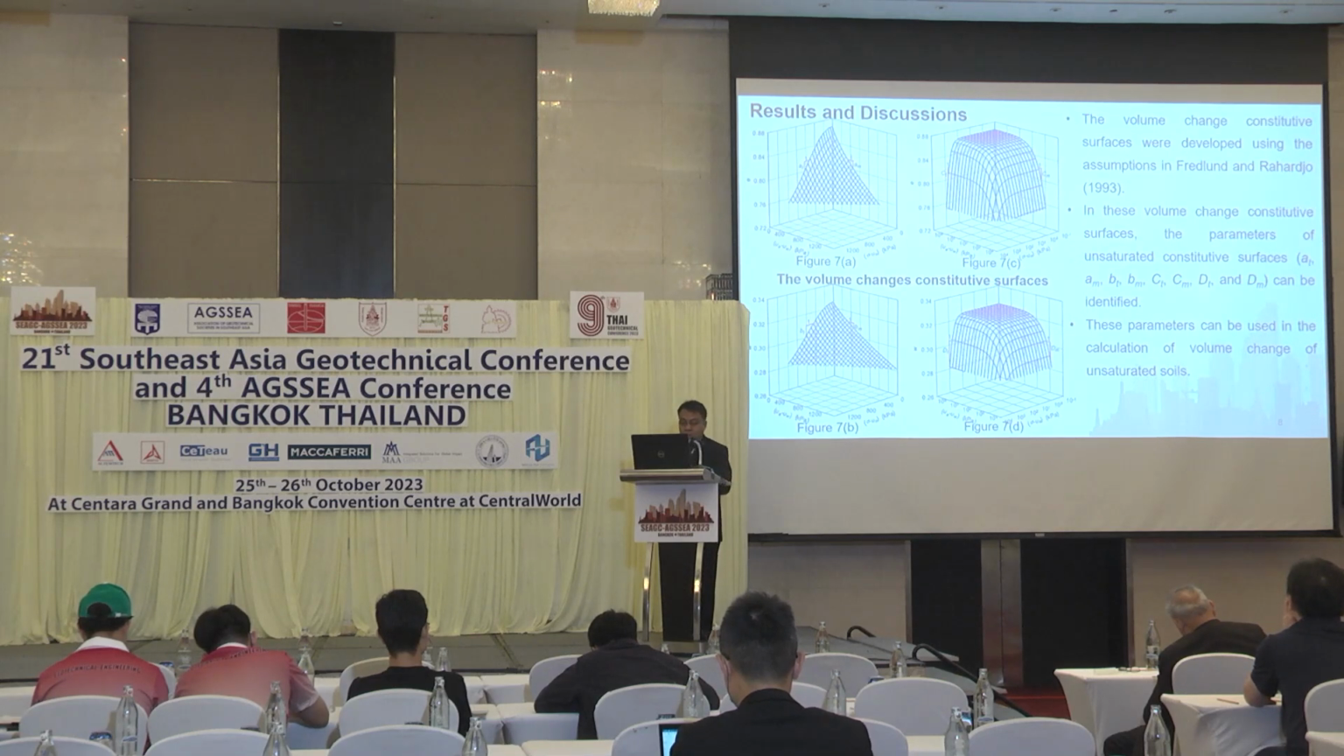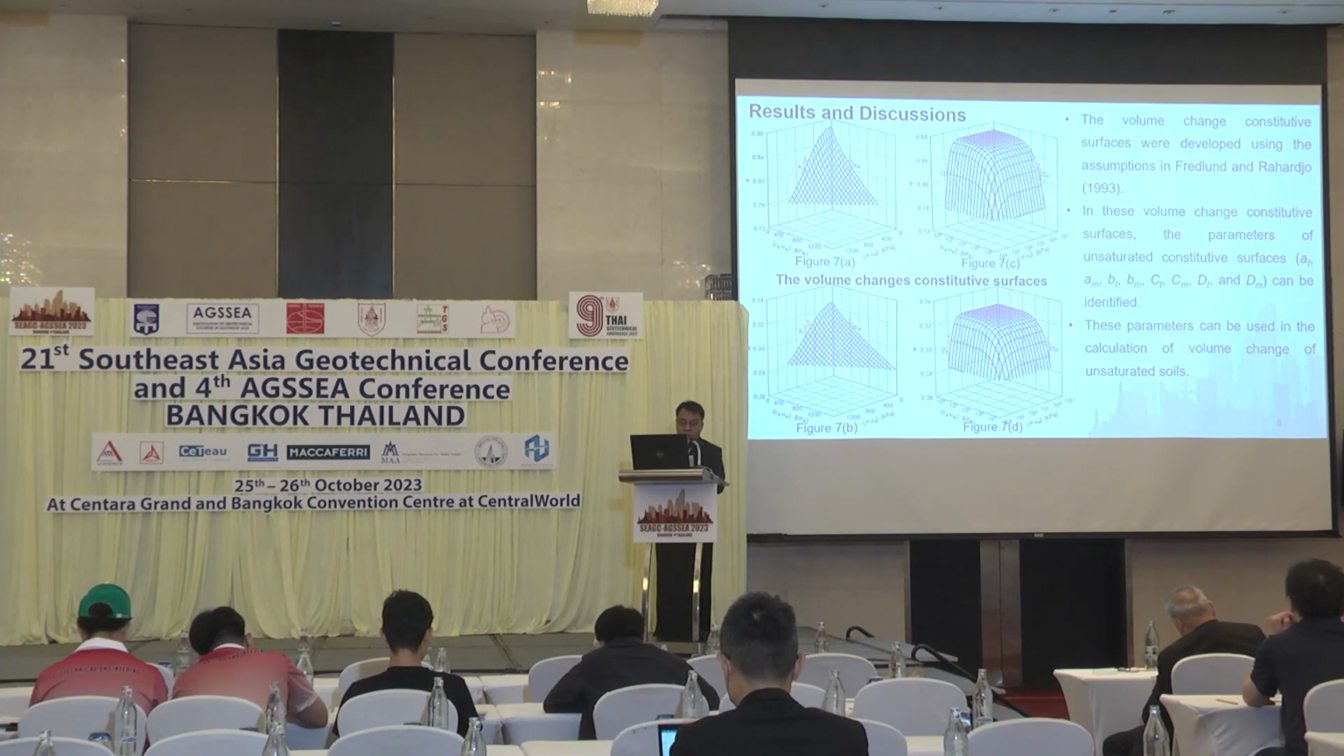The volume change constitutive surfaces were then developed using the assumption in Fredlund and Raharjo 1993. The volume change constitutive surfaces are shown in figures 7A to 7D. Figures 7A and 7B are the void ratio and water content constitutive surfaces in arithmetic plot. Figures 7C and 7D are the void ratio and water content constitutive surfaces in semi-logarithmic plot. In these volume change constitutive surfaces, the parameters of unsaturated constitutive surfaces, that are AT, AM, BT, BM, CT, CM, DT, and DM, can be identified. These parameters can be used in the calculation of volume change of unsaturated soils.